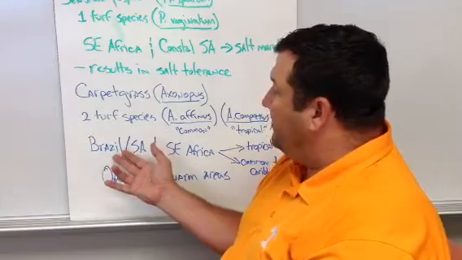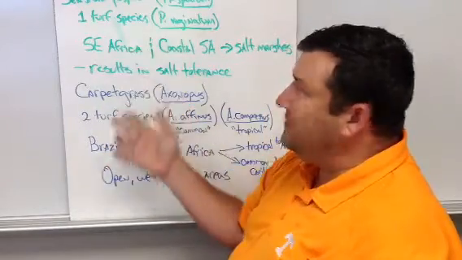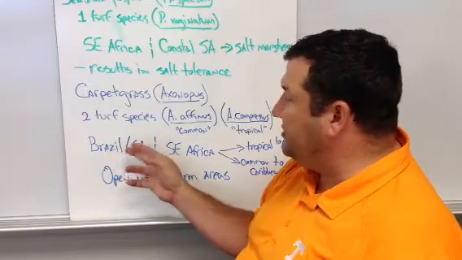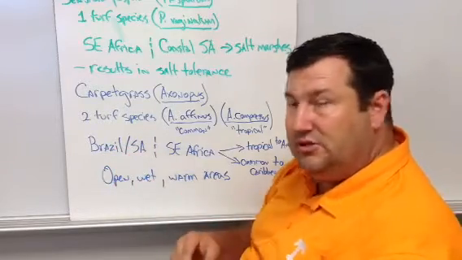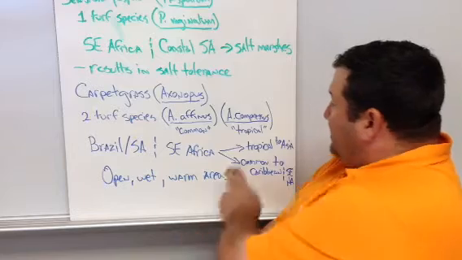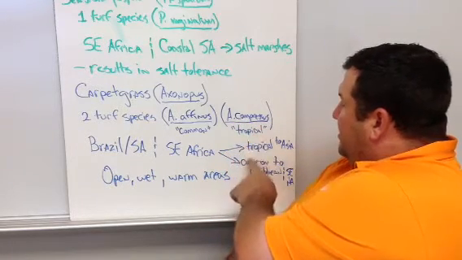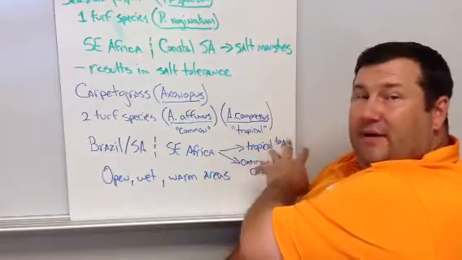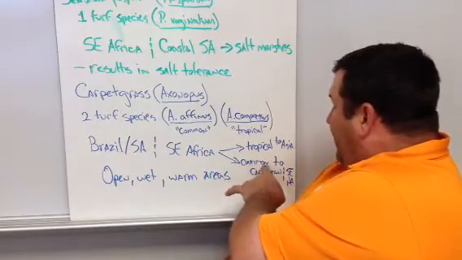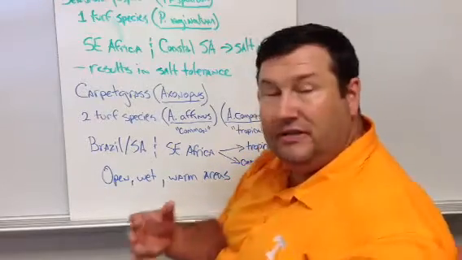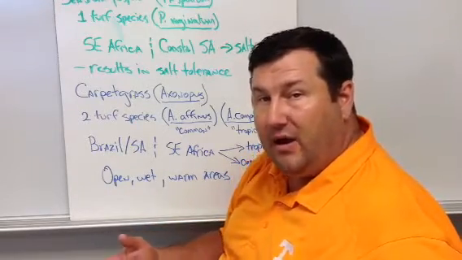Again, this grass developed in the same general area as seashore paspalum, in the area of Brazil and South America, and then the coastal regions of Southeast Africa. It's believed that the tropical variety, Axonopus compressus, migrated to Asia. The common type migrated to the Caribbean and to Southeast North America.